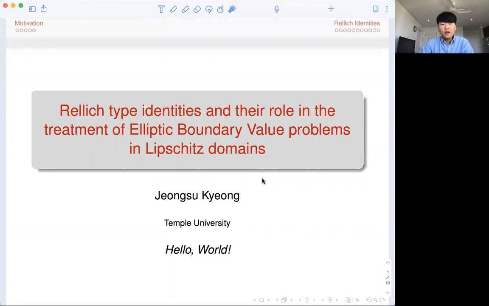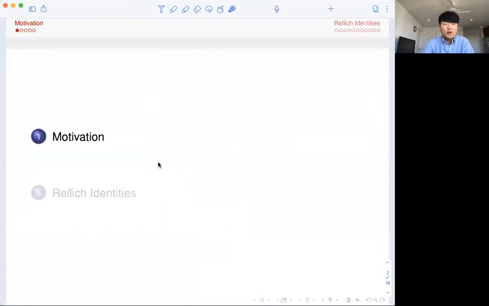What I'm going to speak about today is Rellich type identities and their role in the treatment of elliptic boundary value problems in Lipschitz domains. Let me first talk about the motivation.